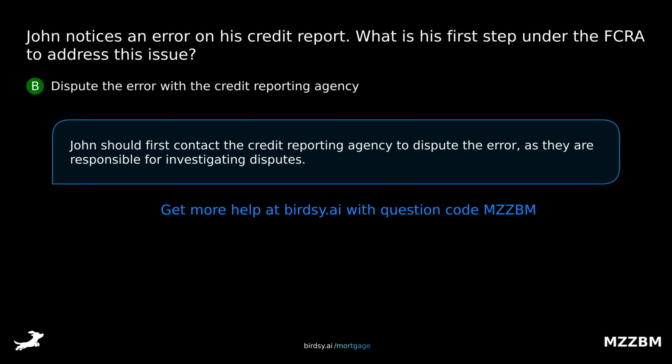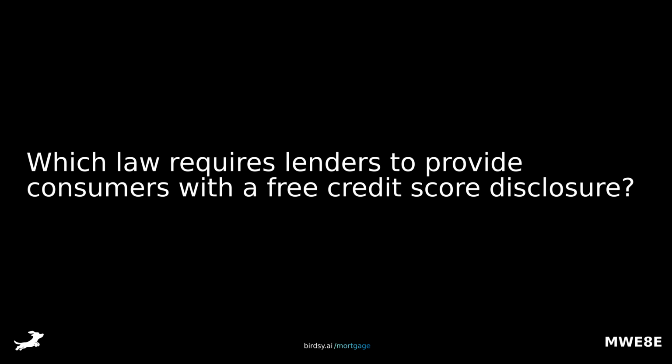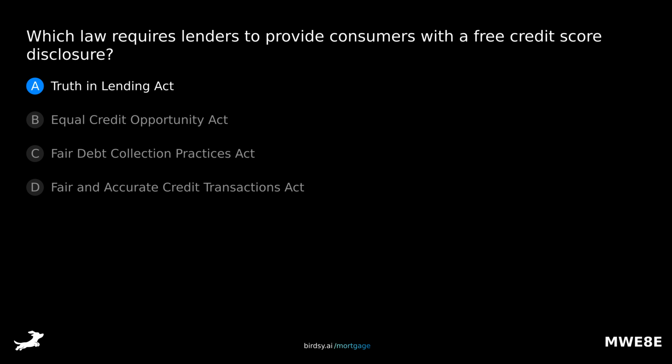John should first contact the credit reporting agency to dispute the error, as they are responsible for investigating disputes. Which law requires lenders to provide consumers with a free credit score disclosure? Is it A, Truth in Lending Act? B, Equal Credit Opportunity Act? C, Fair Debt Collection Practices Act? Or D, Fair and Accurate Credit Transactions Act?